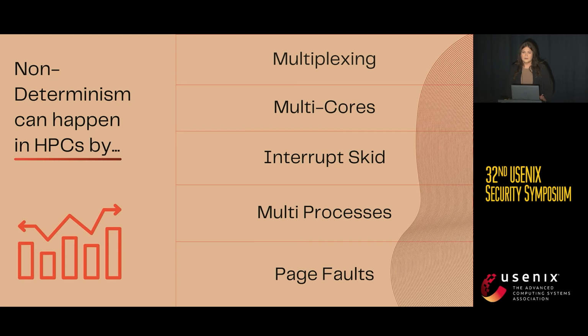So if non-determinism is not taken into account when using hardware performance counters, then the data, unfortunately, is wrong and inconsistent. The common issues hardware performance counters face are multiplexing, measuring across multiple cores, interrupt skid, measuring across multiple processes, and page faults. We do address this in our paper if you are interested in that.